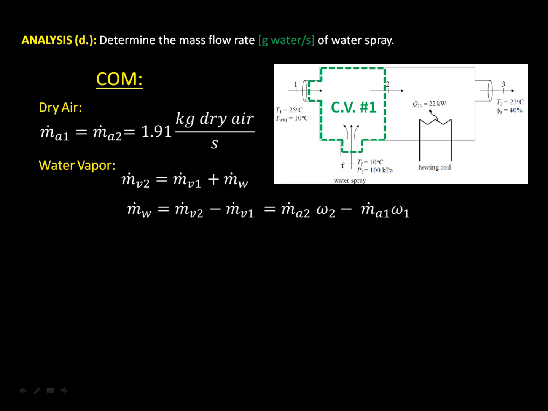So let's simplify that and factor that out and say that the mass flow rate of the water spray that I'm adding is equal to the mass flow rate of the dry air in the system times the difference in the humidity ratios of 2 and 1. So where do I get these values? Well, in part C, I already got the mass flow rate of dry air in 1 and 2. Like I said, psychrometric chart. So let's go back to the charts.